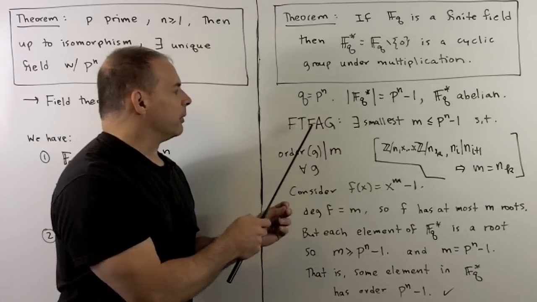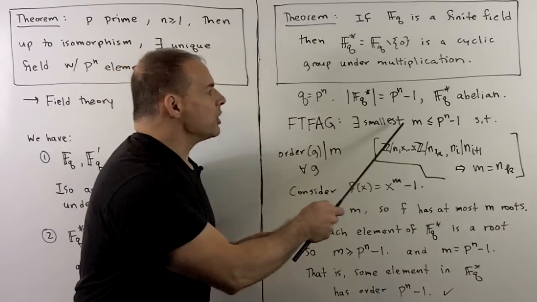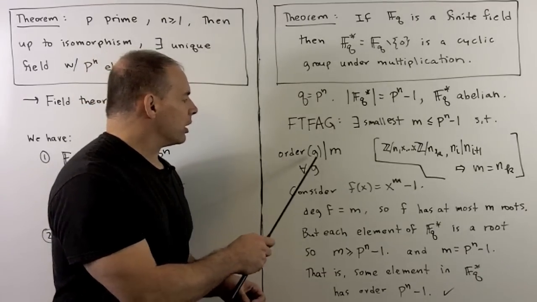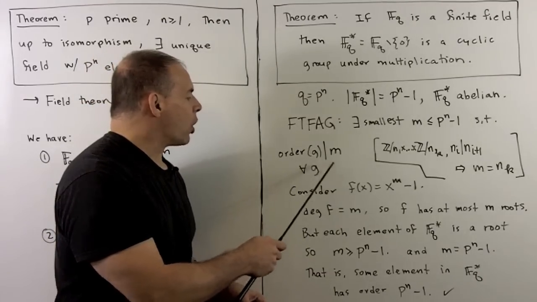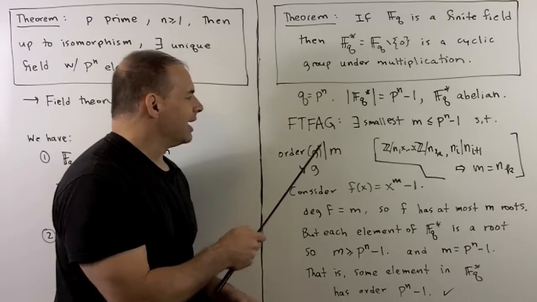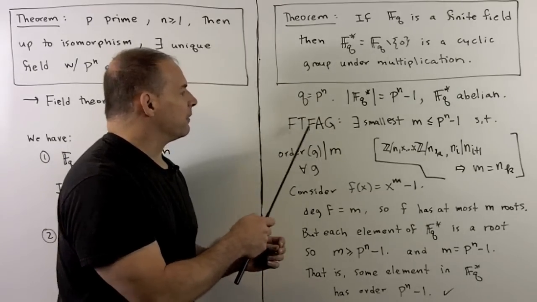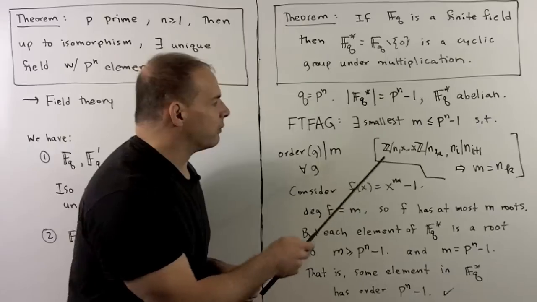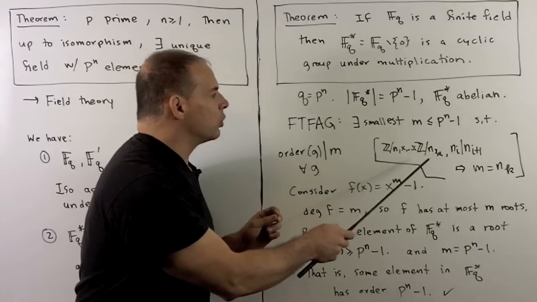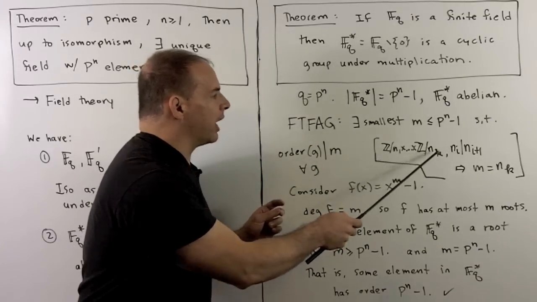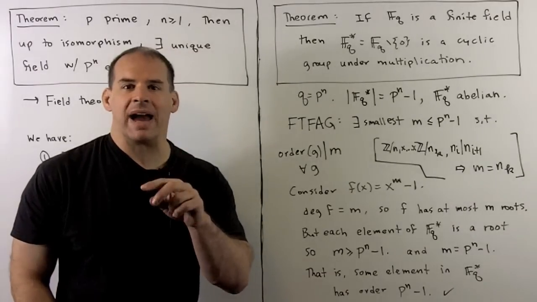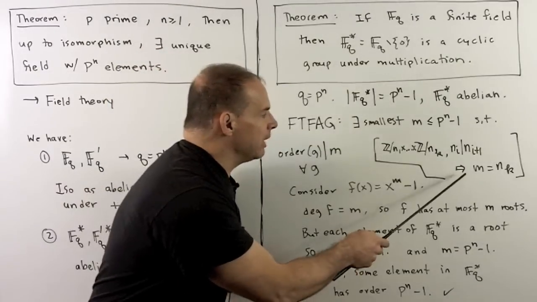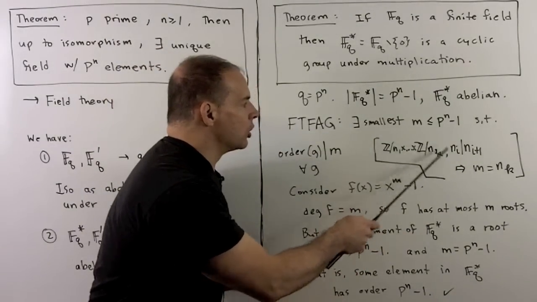Now, by the fundamental theorem of finite abelian groups, there exists an m less than or equal to the order of the group, such that the order of the element g divides m for all g in the group. To see this, every finite abelian group is going to be isomorphic to a product of cyclic groups, each with order n_1 through n_k. And we can arrange that n_i divides n_{i+1}. In this case, m is going to be equal to n_k, so the largest of the n's.